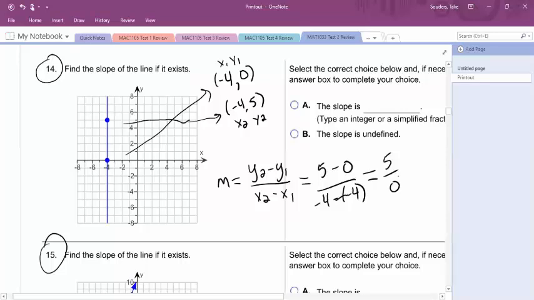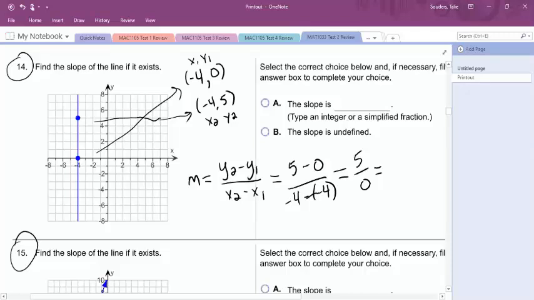And what's any number divided by 0? It's actually not 0, right? Because when you divide, you have to be able to multiply back to that number, right? So is there anything that you can multiply by 0 and turn it into 5? No, so it's undefined.